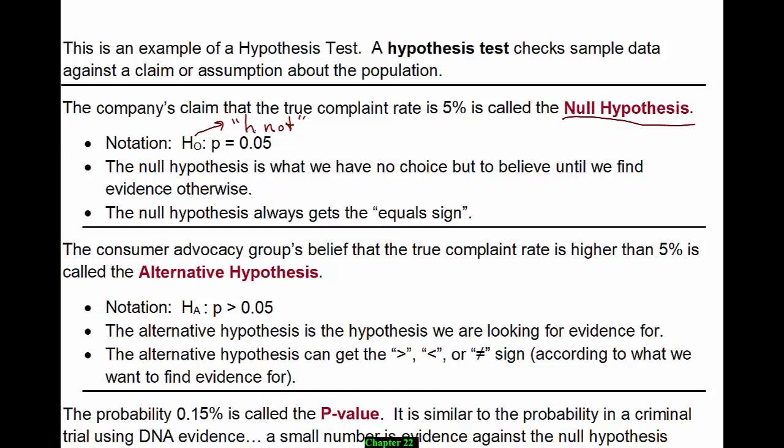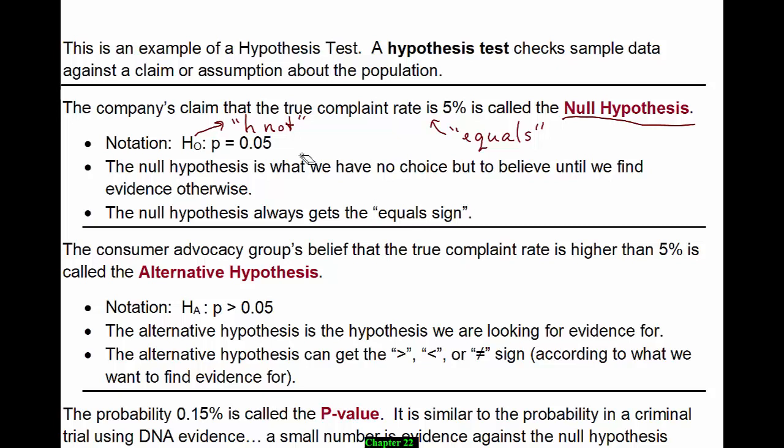The null hypothesis in our hypothesis test was that the true percent of complaints is 5%. The word "is," in math language, means equals. This is a good way to remember that the null hypothesis always gets the equals sign. So our null hypothesis is that P, the population proportion of complaints, is 0.05. The null hypothesis is what we have no choice but to believe until we find evidence otherwise.